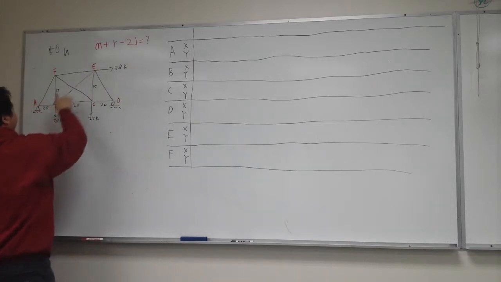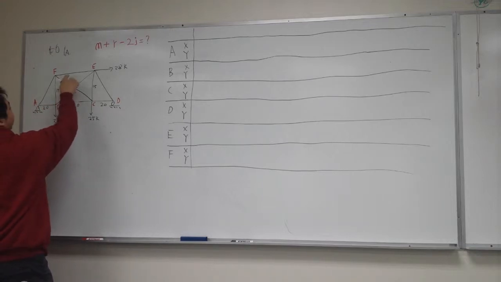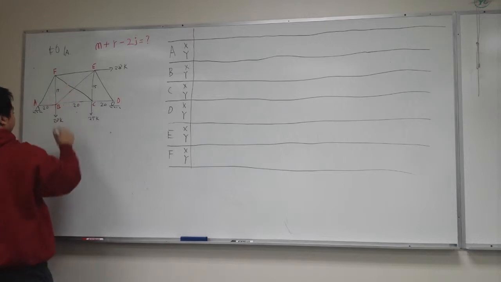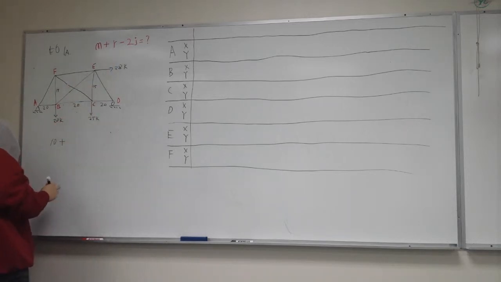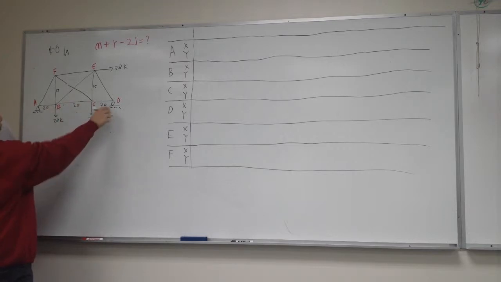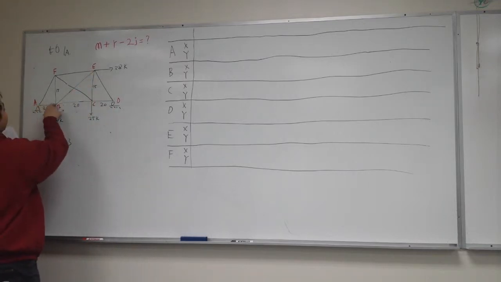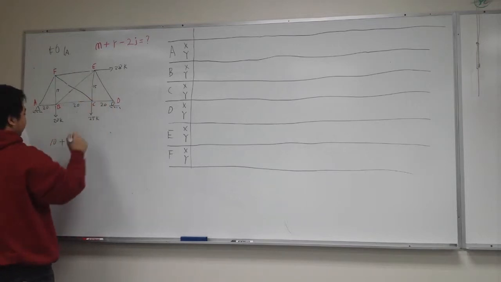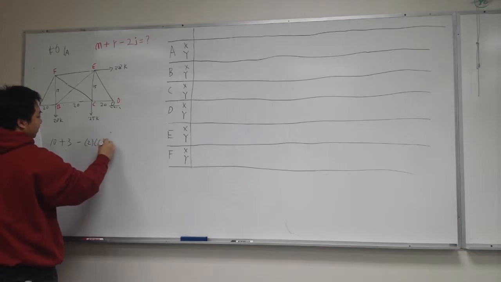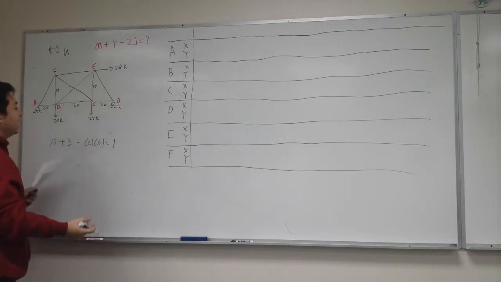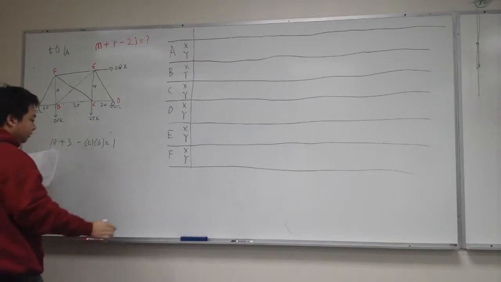So we have members. You have 1, 2, 3, 4, 5... oh wait, 1, 2, 3, 4, 5, 6, 7, 8, 9, 10. 10 members plus reactions. You have 1, 2, 3 reactions. And joints 1, 2, 3, 4, 5, 6. So minus 2 times 6. So 13 minus 12. So first degree. So we're going to have first degree indeterminacy.